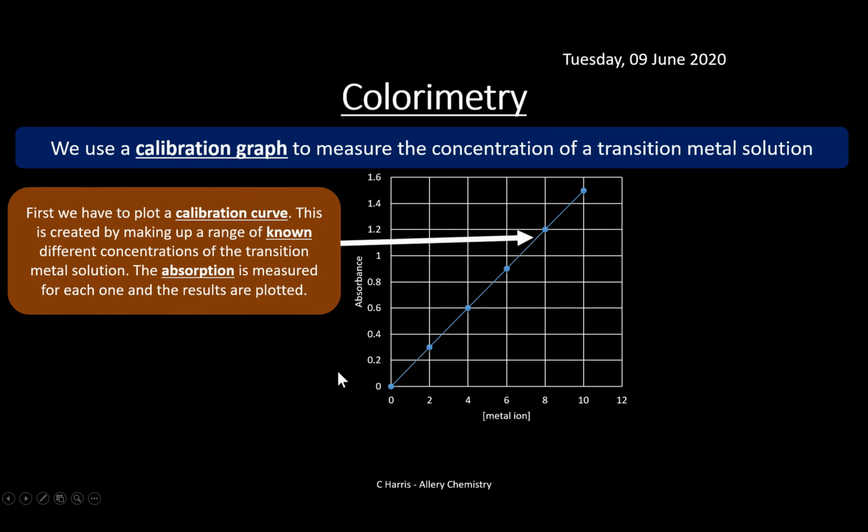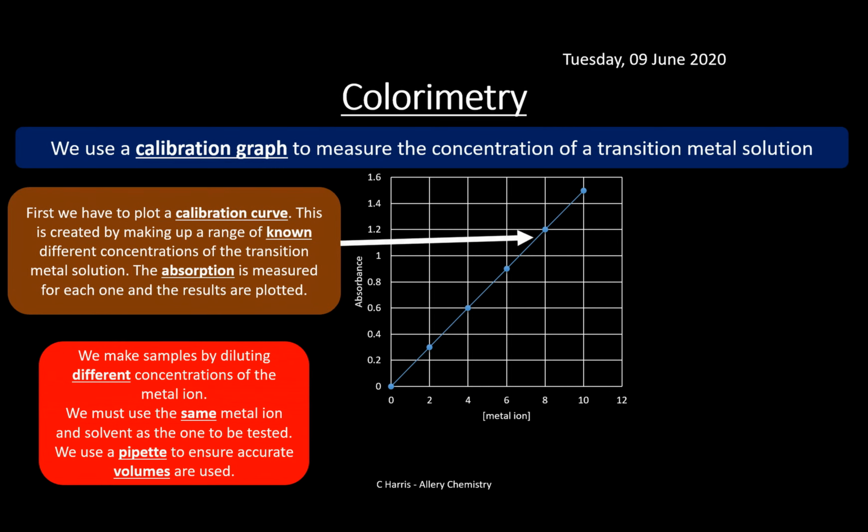So we use that bit of equipment that we've just seen before. Say if it's copper sulfate solution, we make known concentrations of copper sulfate solution, we measure the absorbance of each of those concentrations, and we plot it on a graph like this. So this is your calibration curve. We've got absorbance against the concentration of a metal ion, which we've made up. We've deliberately fixed the concentrations of these so we know what the absorbance is of each.